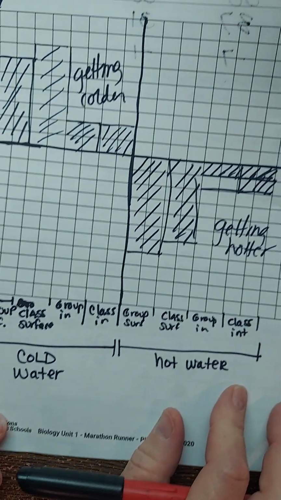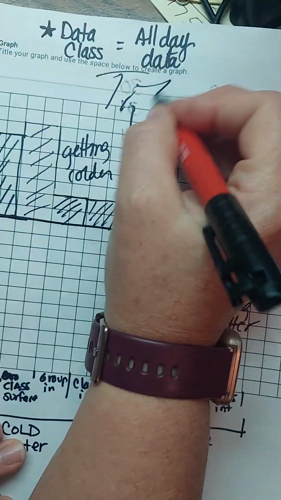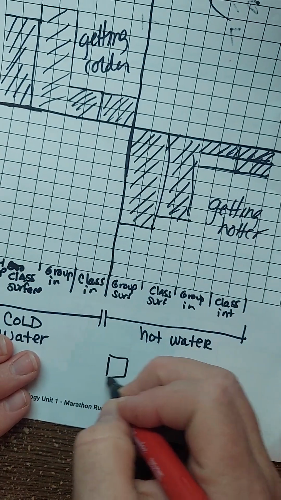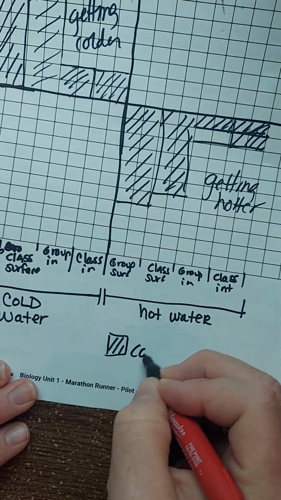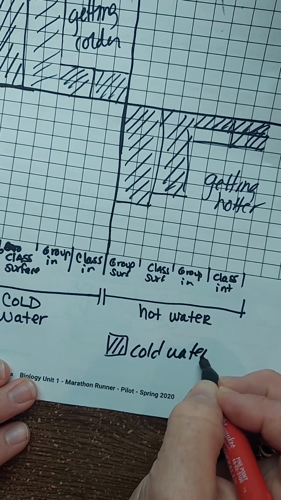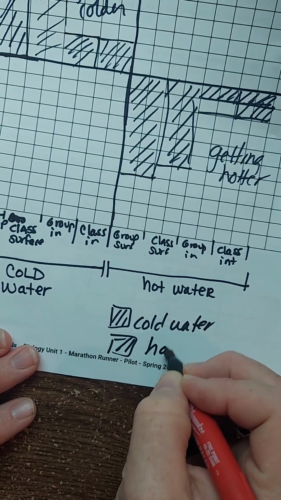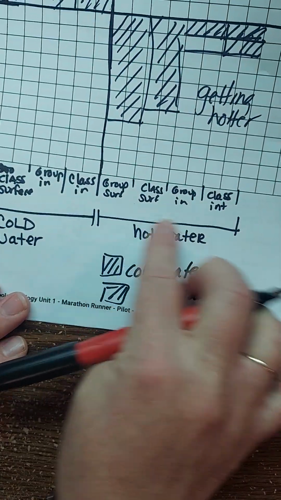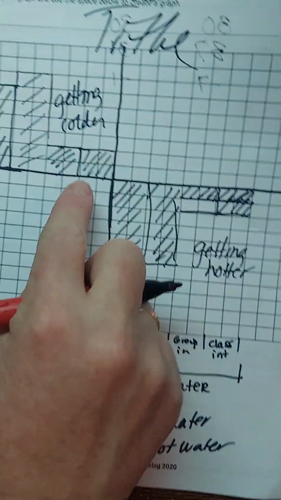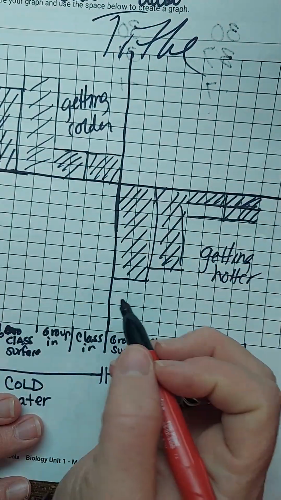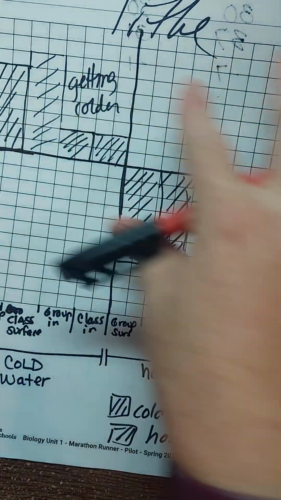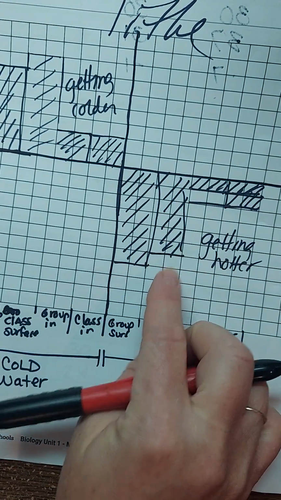So don't forget, of course, a title and labels. You might want to put a key for cold water and hot water, whatever color you're doing. Labeling down here is fine, but you're probably going to have to wait on your class average data until after school, until we get the final total. So you can work on getting your graph set up. All you have to do is your final pieces.